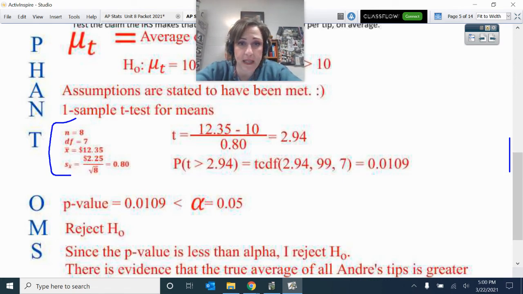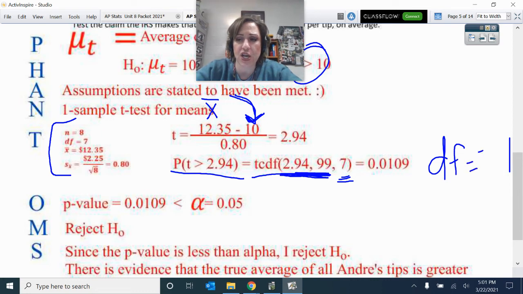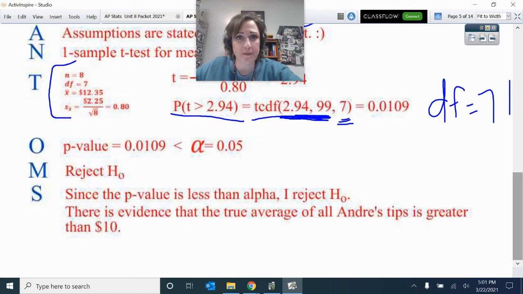But look at what's happening. Here's our hypothesized value. We're seeing how far the sample results are away from what we are hypothesizing, in terms of that standard deviation. To get my p-value, because we wanted to go greater than 10, we TCDF from that 2.94 to 999, just a bunch, with 7 degrees of freedom. Must include the DF, so make sure the DF is known. We used the curve number 7.